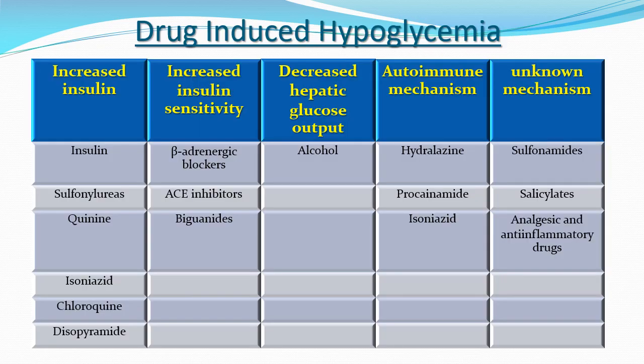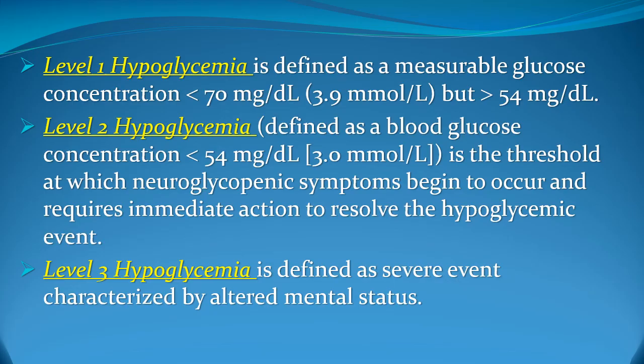Now, regarding drug-induced hypoglycemia, it can work by more than one mechanism. One of them is through increased insulin levels, like insulin or sulfonylureas or isoniazid, or through increasing the sensitivity of the tissues to insulin, for example beta blockers or ACE inhibitors, or suppressing the hepatic glucose output, and this is the primary mechanism of hypoglycemia induced by alcohol, or through an immune-mediated mechanism like isoniazid or hydralazine, or hypoglycemia caused by yet unknown mechanisms like salicylates and sulfonamides.